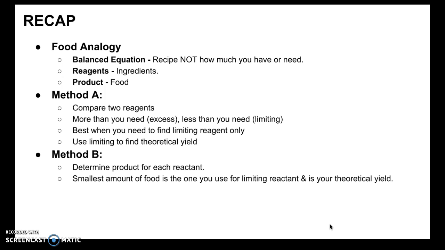All right, method B: you determine the product for each reactant, and the smallest amount of food is the one you use for limiting reactant and is your theoretical yield. So whatever the smallest value is, that tells you what your limiting reactant is. That reactant that gave it to you, that's your limiting. And that smallest value of product or food is your theoretical yield.